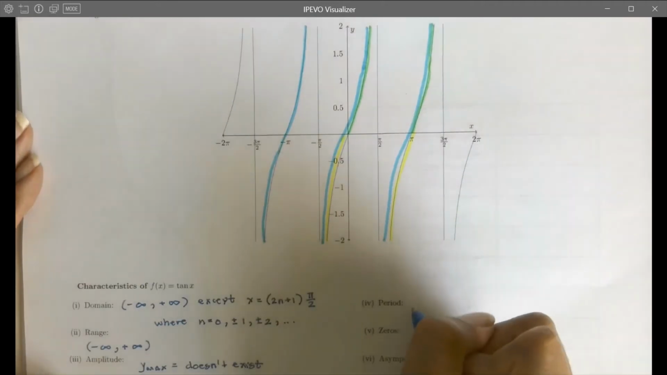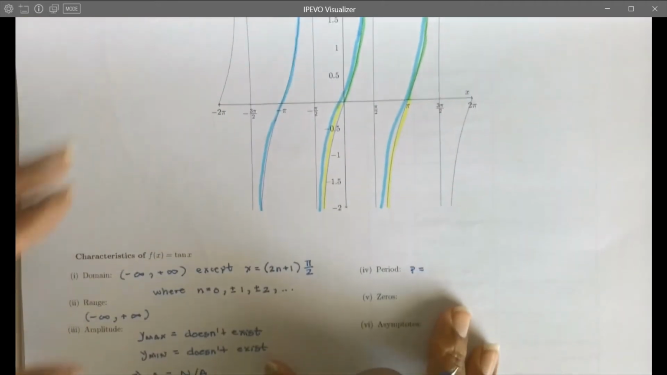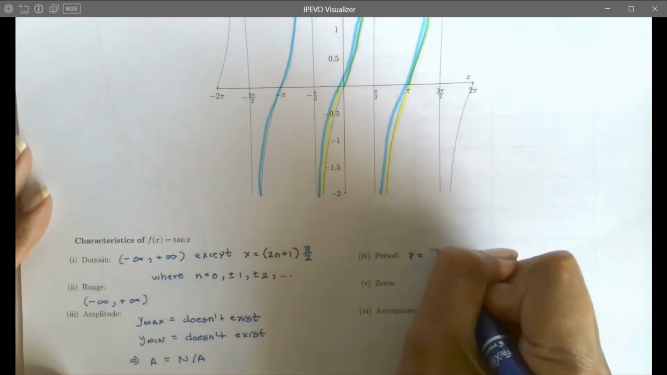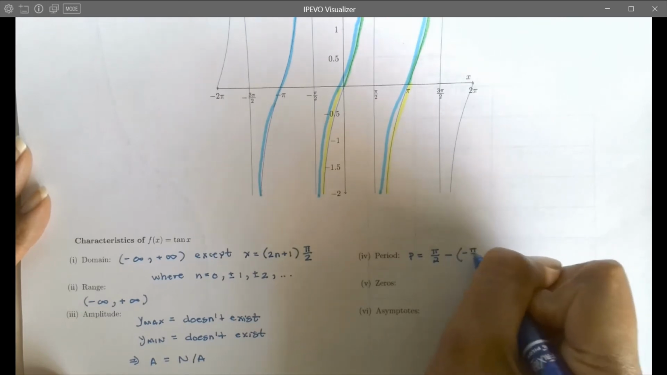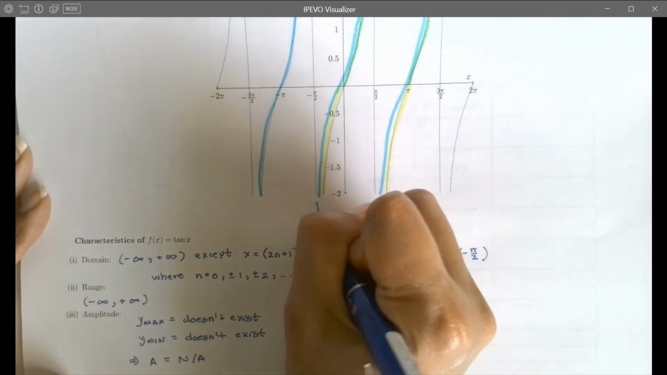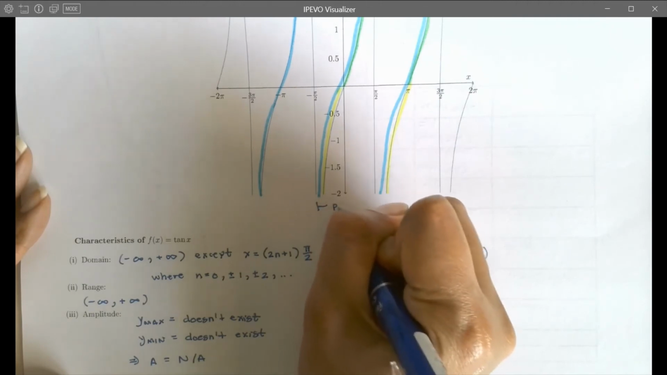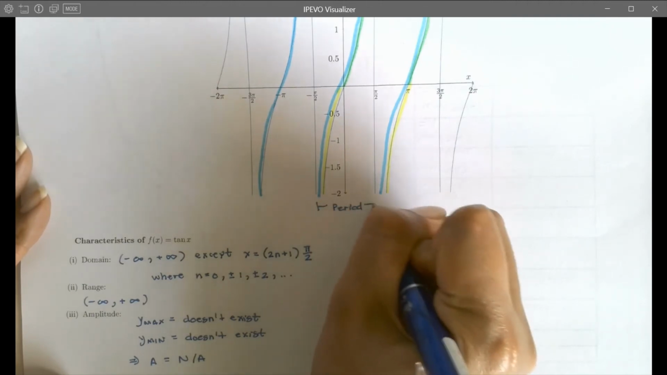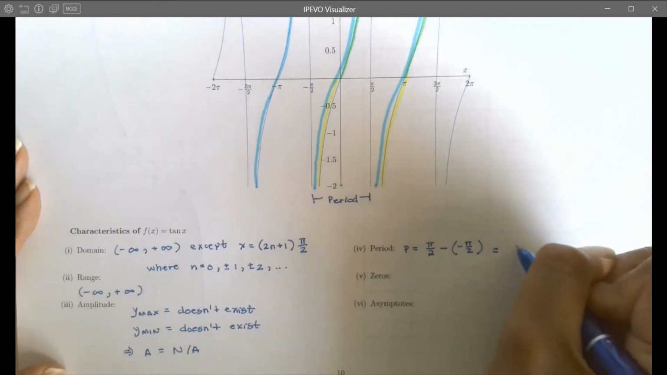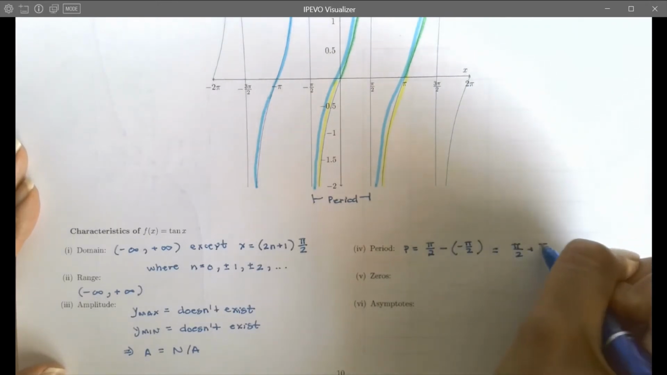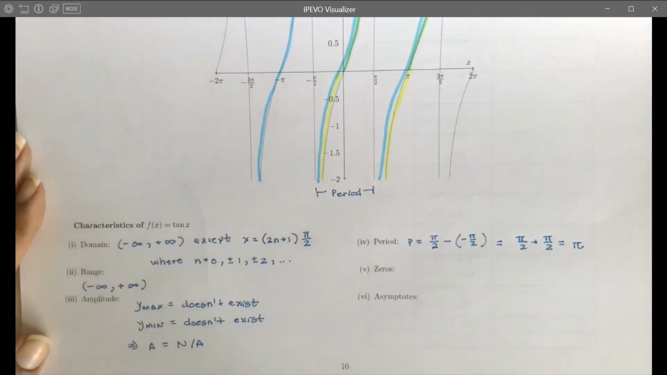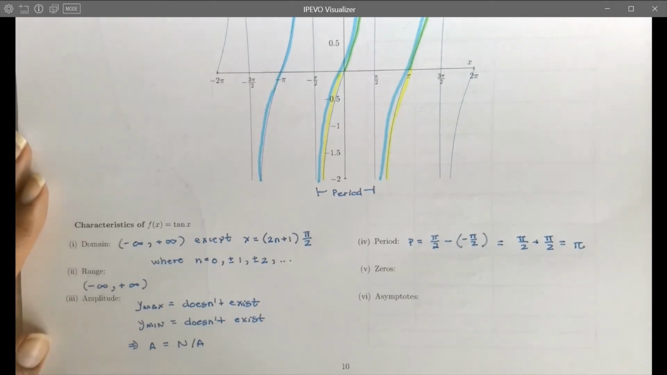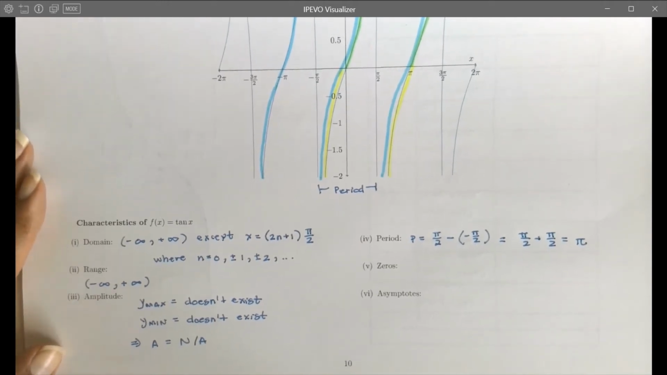The period will be the distance between negative pi over 2 and pi over 2, which means that I'm going to take pi over 2 and subtract away from it negative pi over 2. Okay, this here is the period. And that is going to give us pi over 2 plus pi over 2, which is going to be pi. And that is very different to what we got with sine and cosine. With sine and cosine, we actually got a period of 2 pi.